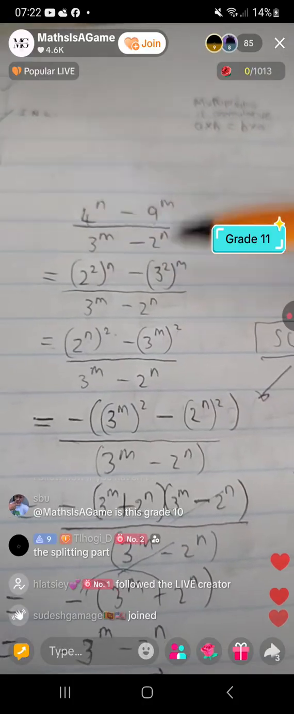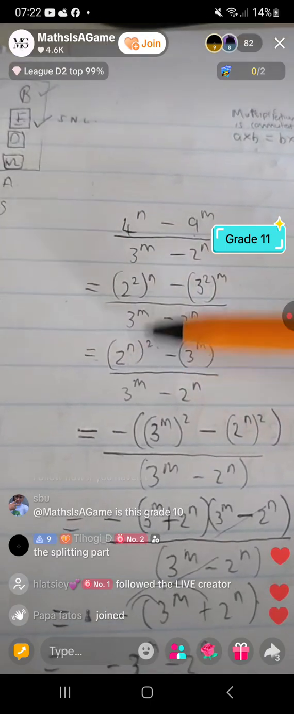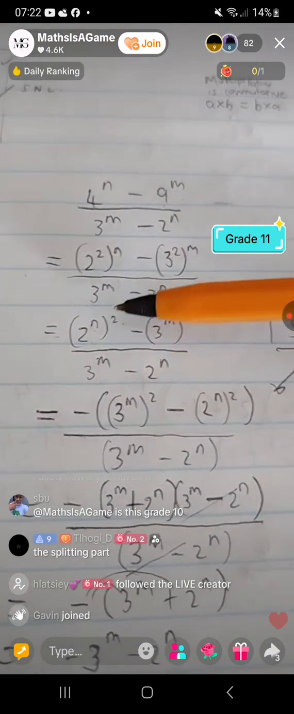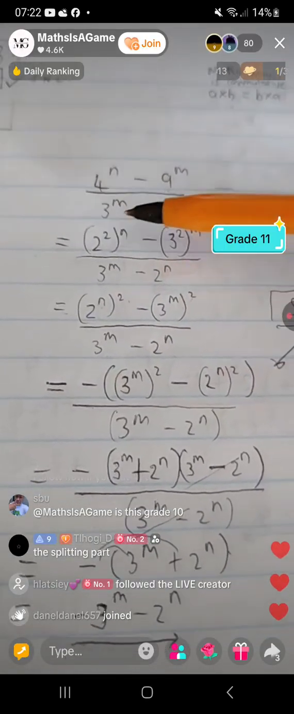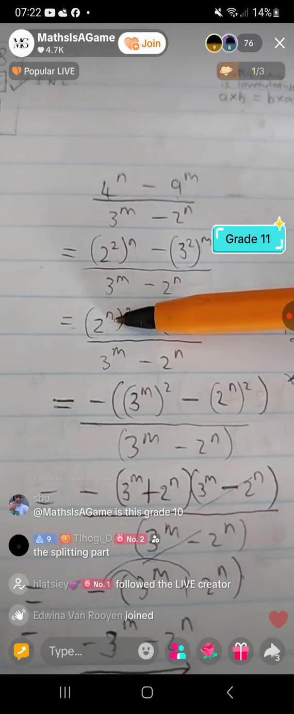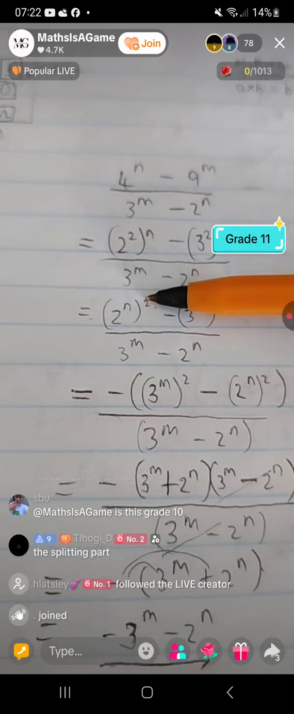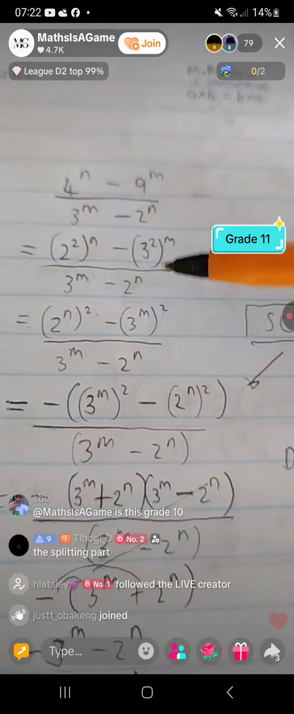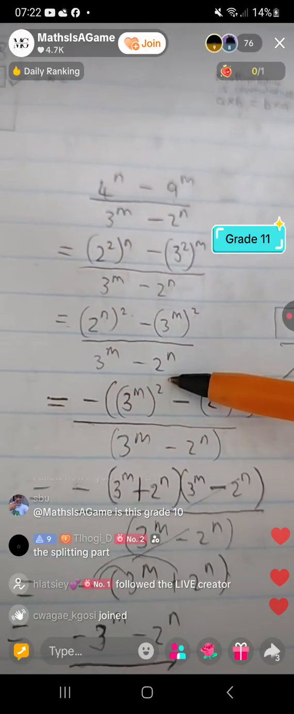Okay, now the splitting here, there's no splitting that is required, but we can see that this is 2 to the power 2 times n, which can be rewritten as 2 to the power n, all to the power 2, because in multiplication, the order in which you place numbers is basically unimportant. But what do we learn from writing 2 to the power n and the square outside? It means we have 2 of these 2 to the power n's, and we have 2 of these 3 to the power m's. In the denominator, we cannot do anything to the expression.